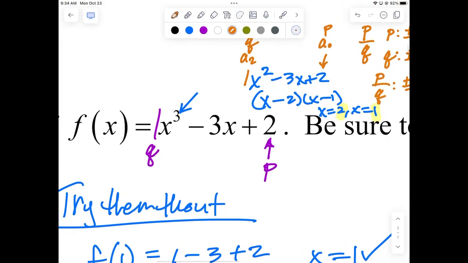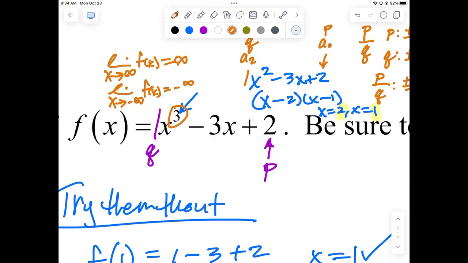What's the right end behavior? What's the limit as x goes to infinity of f of x? Infinity, and because it's an odd degree, what's the limit as x goes to negative infinity of f? Negative infinity.